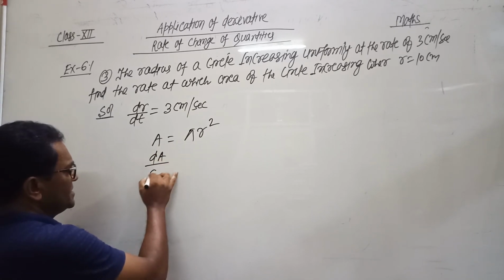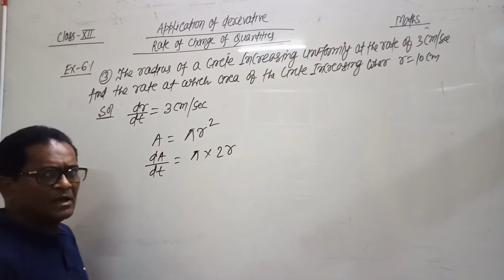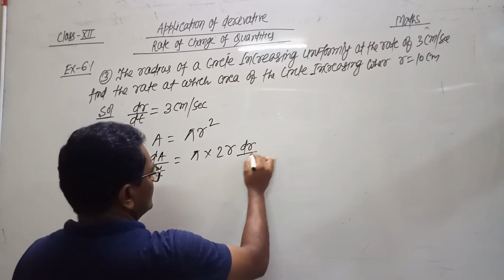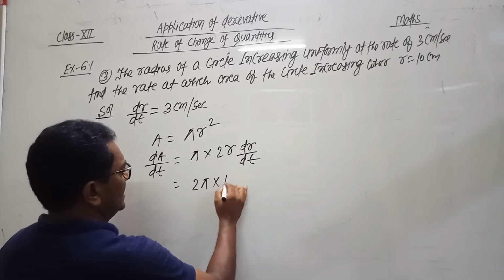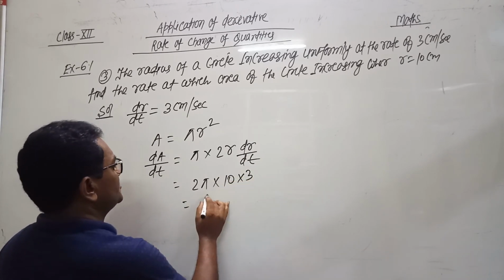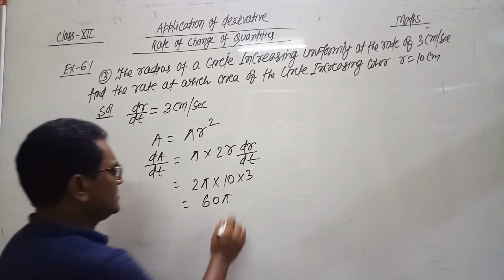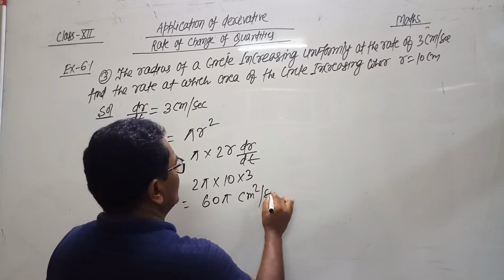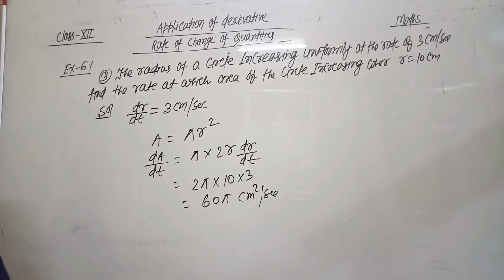So dA by dt: pi is the constant term, differentiation of r square is 2r, and differentiation of r is dr by dt. So 2 pi, radius is given 10 and dr by dt is 3. So it comes 60 pi, and the unit is the unit of area, centimeter square, and the unit of time is second, so 60 pi centimeter square per second.